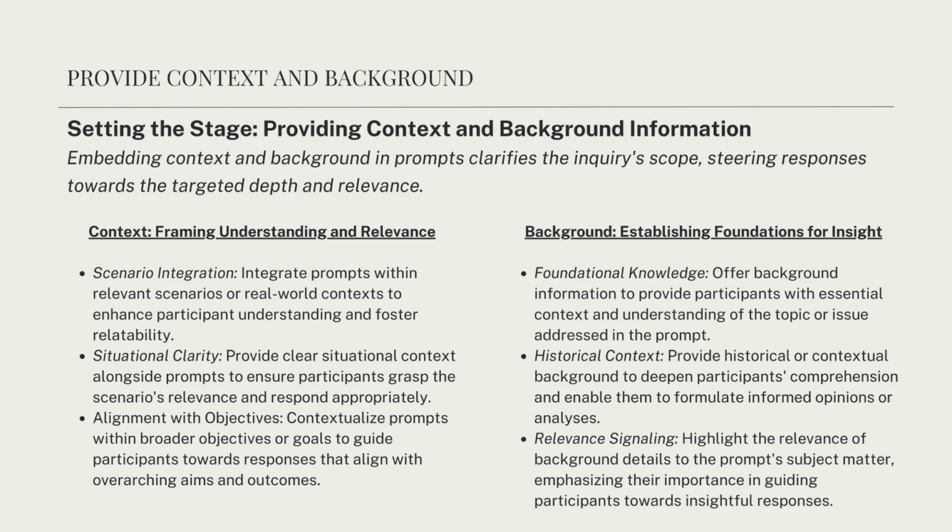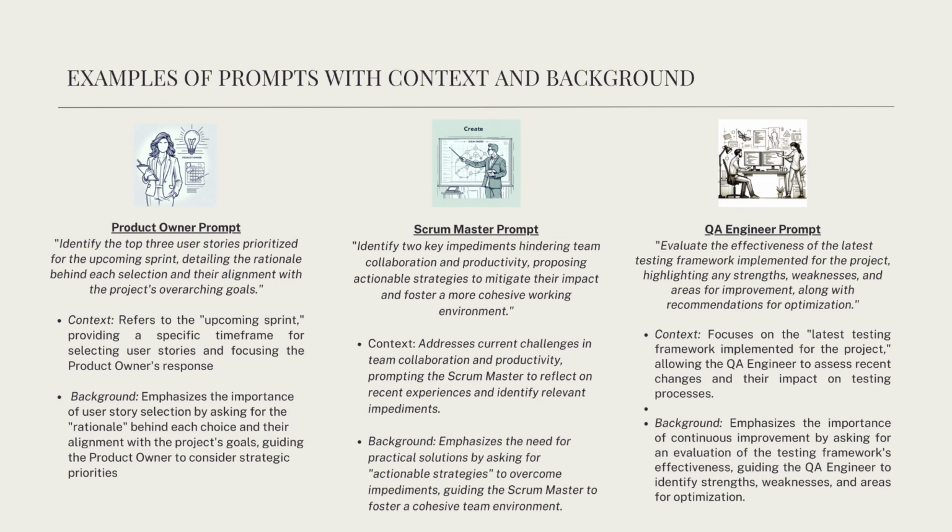Next, we have context and background. A prompt doesn't exist in a vacuum. By providing context, you're framing the entire inquiry. You're telling the AI, this is the situation, this is the scenario. For example, instead of asking what feature should we build, you provide context: based on our upcoming sprint goal of improving user onboarding, what features should we prioritize? The background information, the sprint goal, dramatically changes and improves the AI's response, making it relevant to your current reality, not just general knowledge.